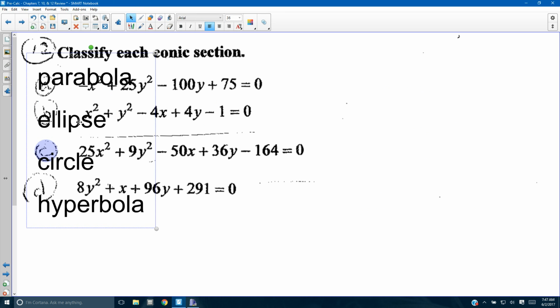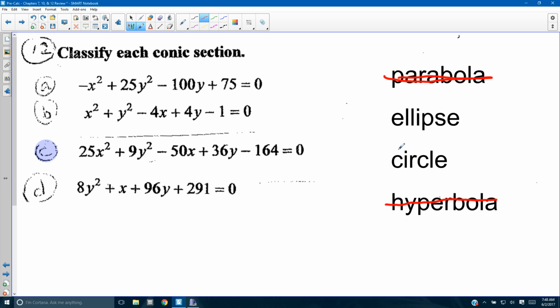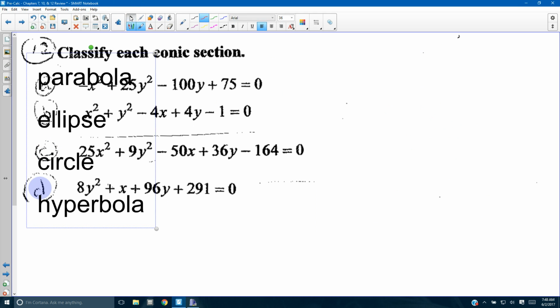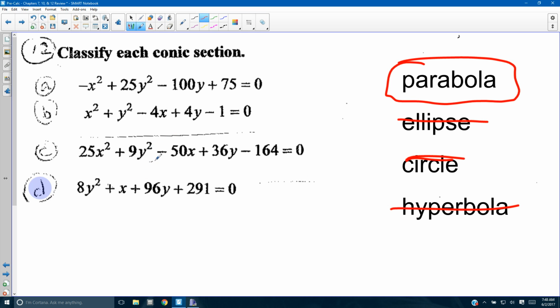12c, here we go. 25x squared plus 9y squared. Two squared variables, same sign on same side, so hyperbola's out. Different coefficient, so circle's out. Ellipse is in. It's in style, at least for 1 second. And D, right here. Not squared variables, so ellipse is out, parabola's in. You don't even need to know anything else about same sign and coefficient and anything else. This is a parabola. Just classifying, not graphing, not finding equations of. Just boom.